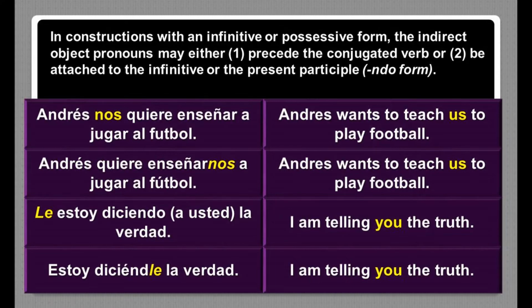To say I am telling you the truth, where you is the indirect object, you write le estoy diciendo a usted la verdad. You may insert a usted to emphasize that le here pertains to usted instead of él or ella. And the third way is to attach the indirect object pronoun to the present participle, the NDO form. In this case, diciendo, so you drop the O and you attach le. So you'll have diciéndole. Estoy diciéndole la verdad.